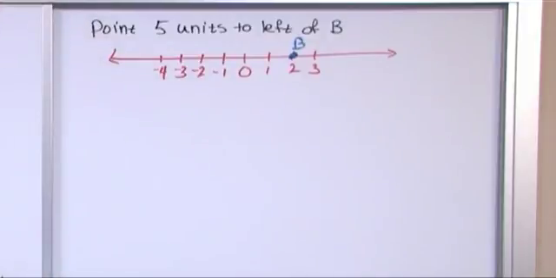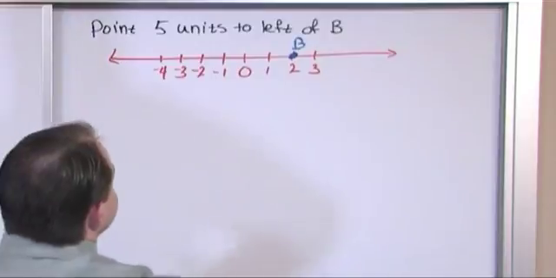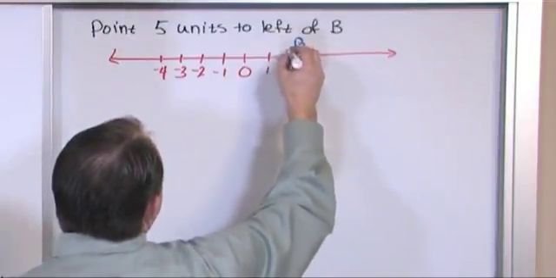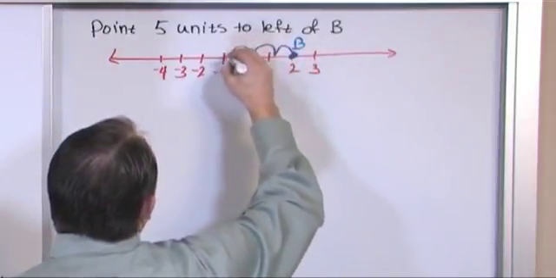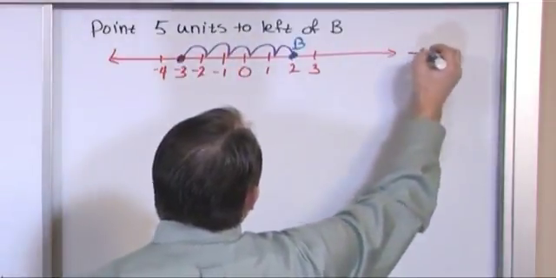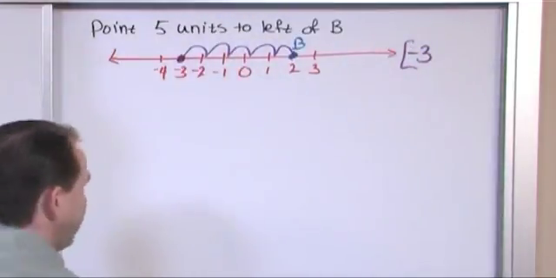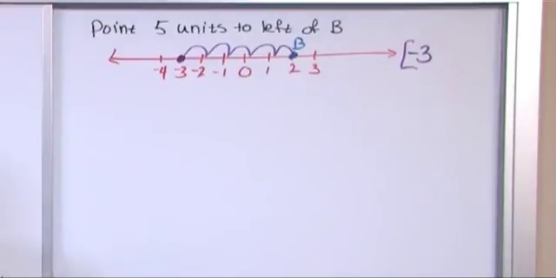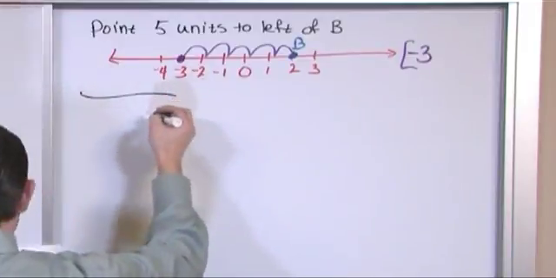So if you were told 5 units to the left of B, how would you do that? Well, to the left means you go to the left. 1, 2, 3, 4, 5. And you landed on negative 3. So the answer is negative 3, and that's where you would land. All right, now let's do one more. This one's not harder, it's just a little different.